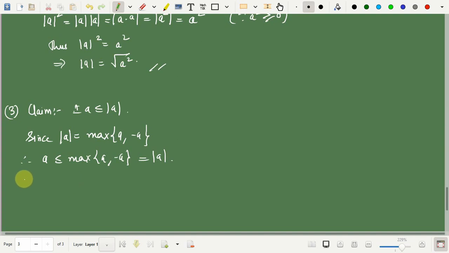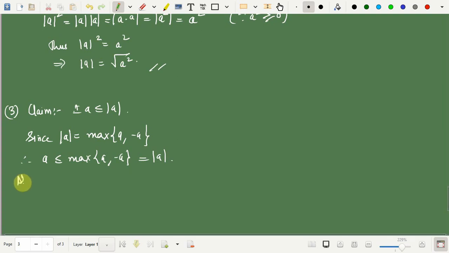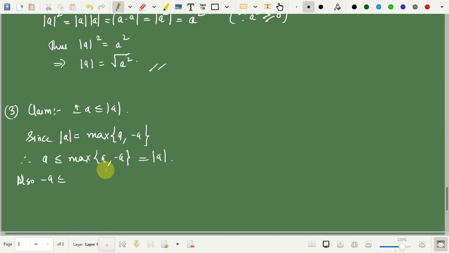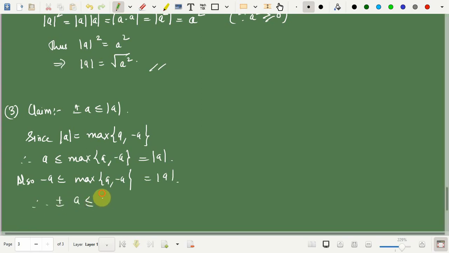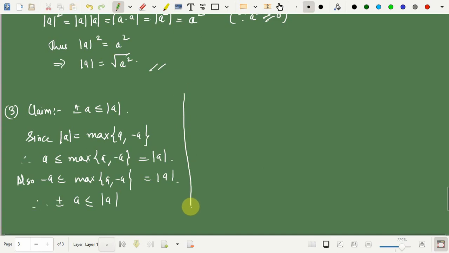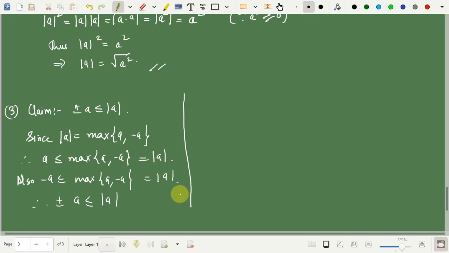And therefore, also minus a is less than or equal to mod of a, because minus a is one term among a comma minus a. If I compare it with its maximum, then it has to be less than or equal to the maximum, that is equal to mod of a, and therefore, we have plus or minus a both less than or equal to mod of a. So, that is the third one.